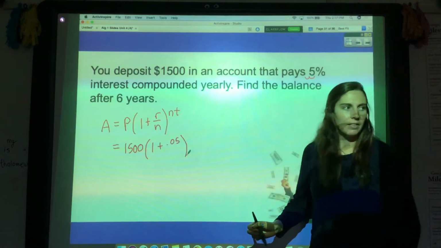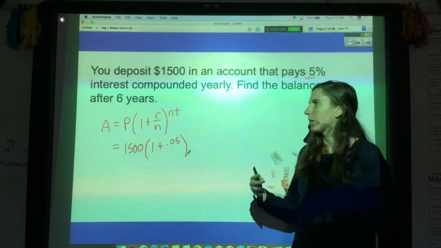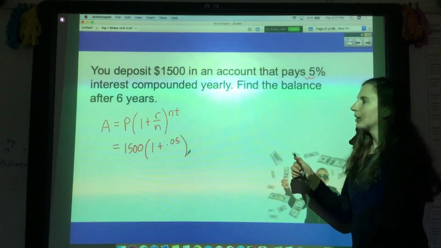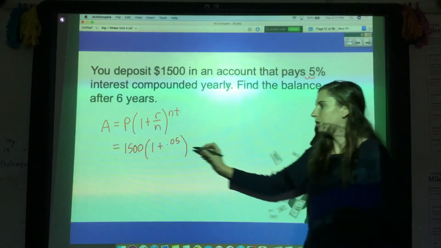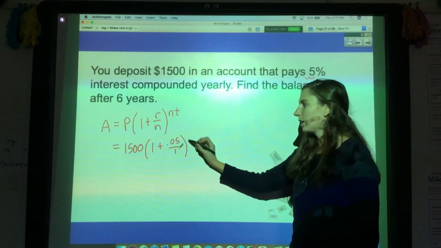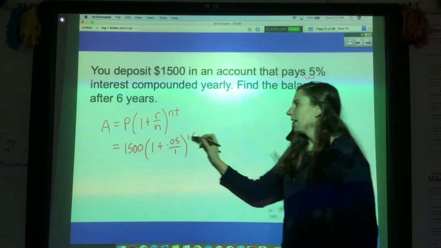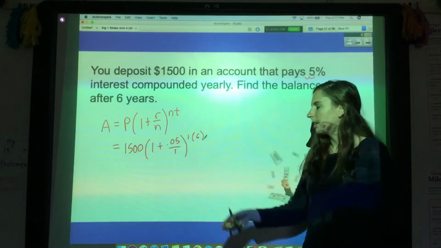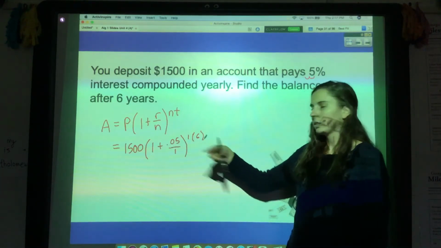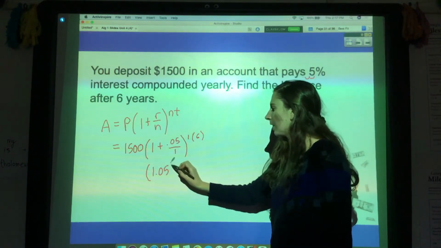And then typically we have to divide it by this n value, which is the number of times it's compounded per year, except for this one is only compounded yearly. So n would just be 1, which I don't really need to put. And then it's 6 years, so I'll put in 6 for t. And again, you don't really need to put those 1s. This is really just 1 plus 0.05, or you could even simplify that to 1.05 to the 6th power.